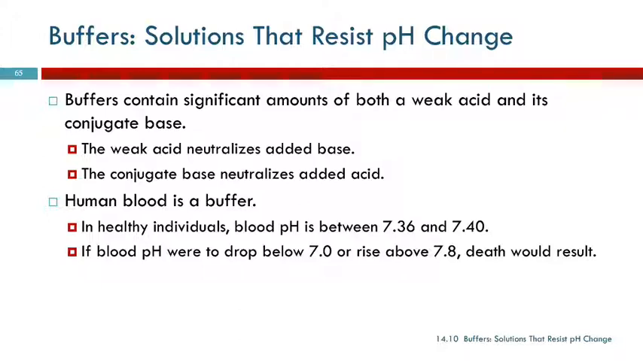So your blood is a buffer. Your normal blood pH is very tightly regulated between 7.36 and 7.4. Very, very closely regulated. If it goes below 7.0 or above 7.8, you're dead.